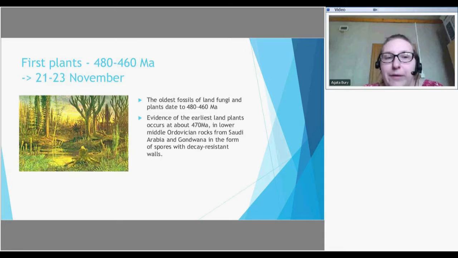And first, plants on the continents. The oldest plants of land fungi are dated to 480, 460 million years. So it goes in our year to 23rd November. And since that time, we've got bigger growth of plant diversity.